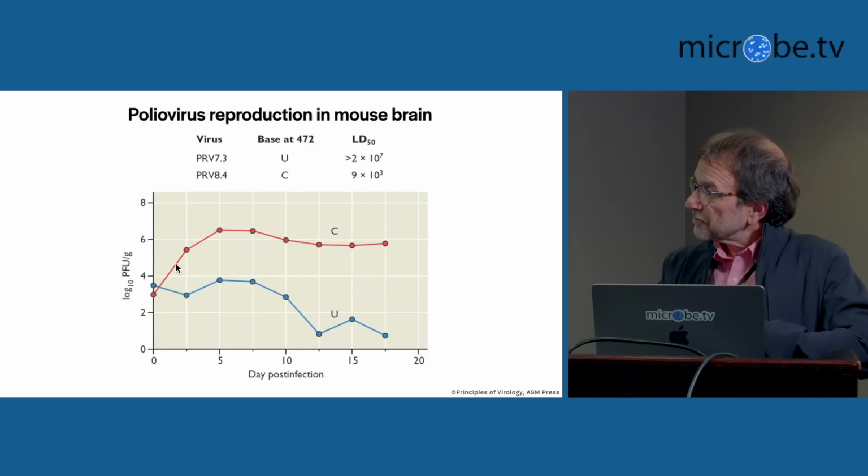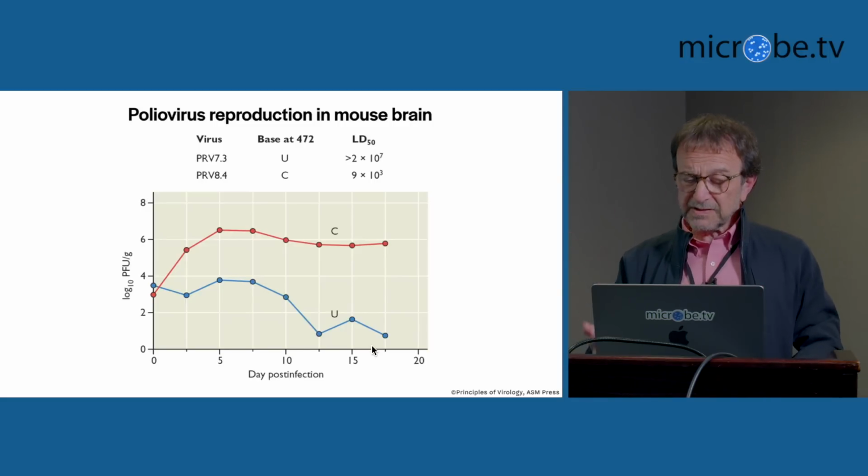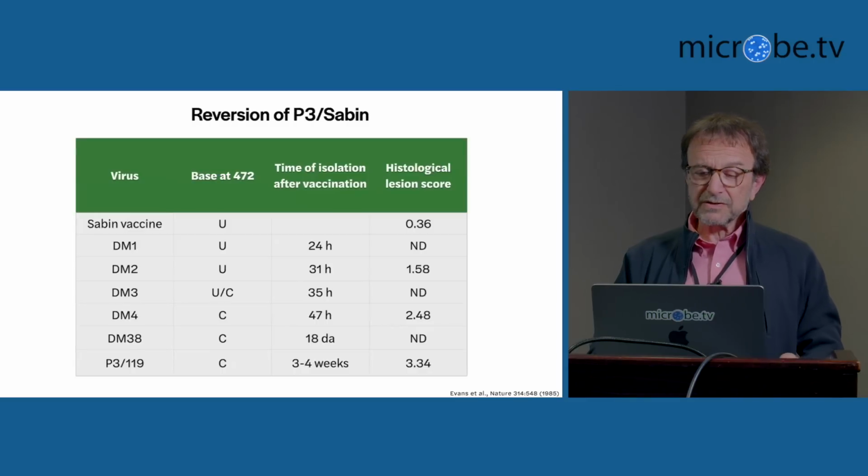The C virus grows very well. This is PFU per gram over days post-infection, and the U virus is cleared. And so that demonstrates the dramatic effect of a single base change in a non-coding region.